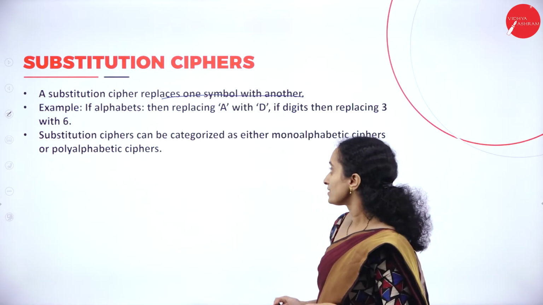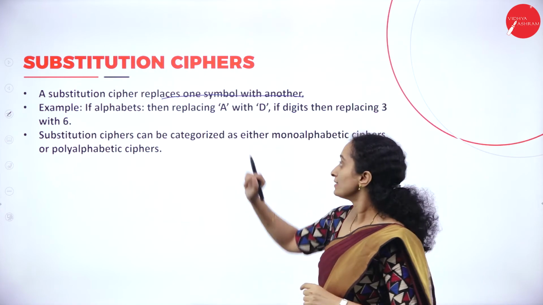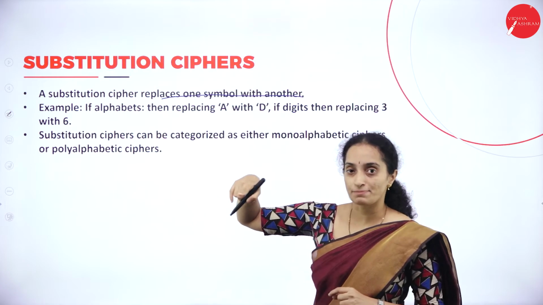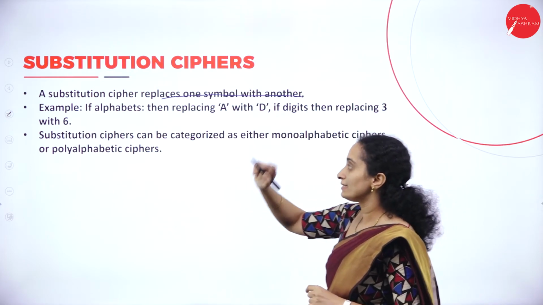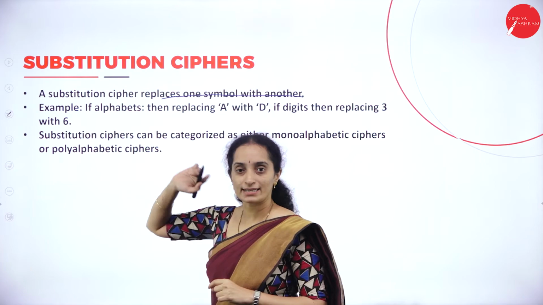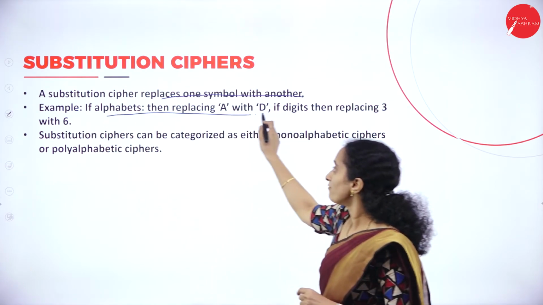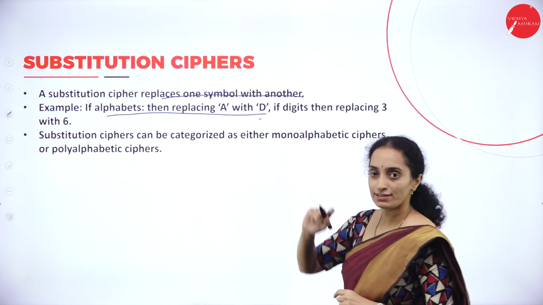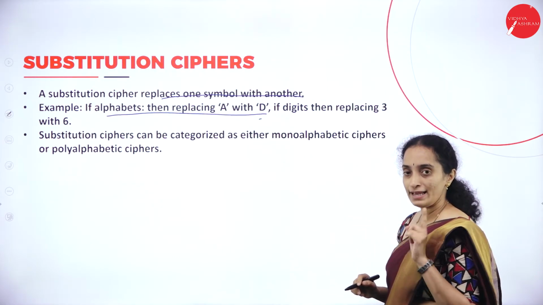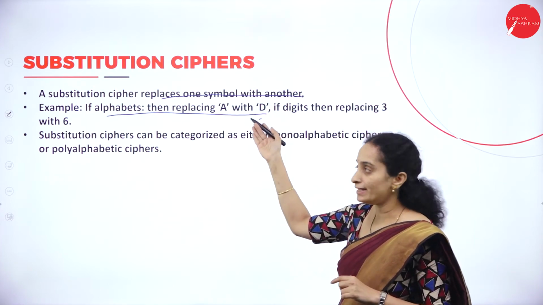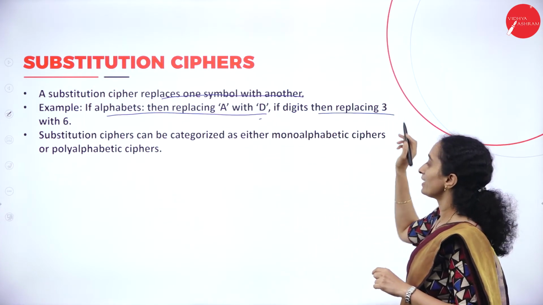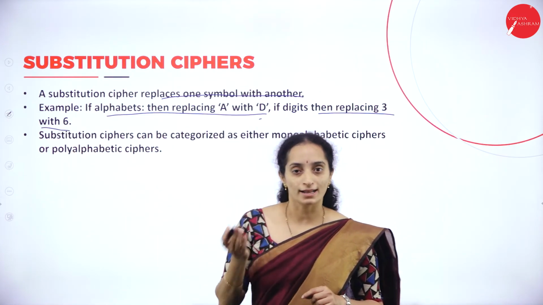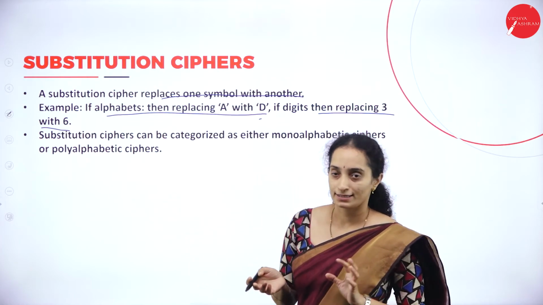In a substitution cipher, the cipher is going to replace one symbol, or substitute one symbol with another symbol. Example, as I have said in the previous session, if alphabets are there in the message, then replacing A with D. If you have an A in the message, it will be replaced by D. If digits, then replacing 3 with 6. You will substitute another symbol for the current one.